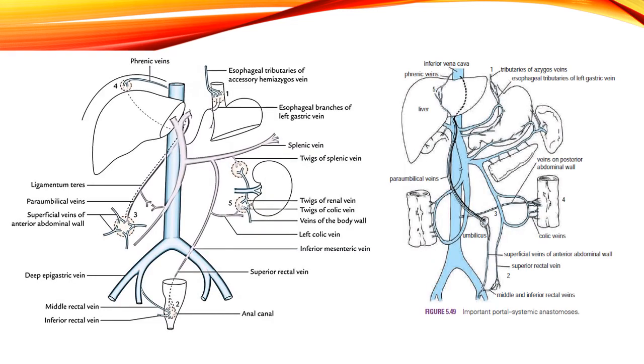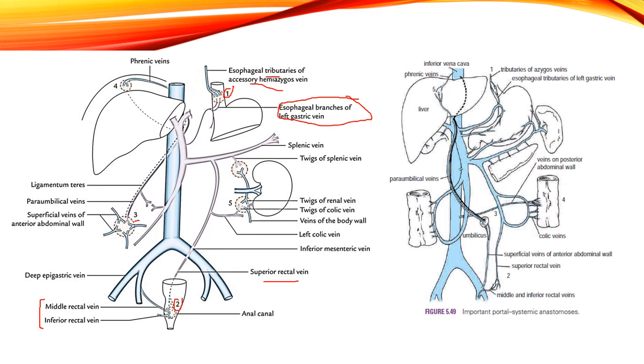So this is a depiction of all of these sites of portosystemic anastomosis. We have the esophageal branches of the left gastric vein over here and the esophageal tributaries of the accessory hemiazygous and azygous vein over here. We have one site over here. We have the second site at the rectum where the superior rectal vein is communicating with the middle and inferior rectal veins. Then we have multiple other small sites.